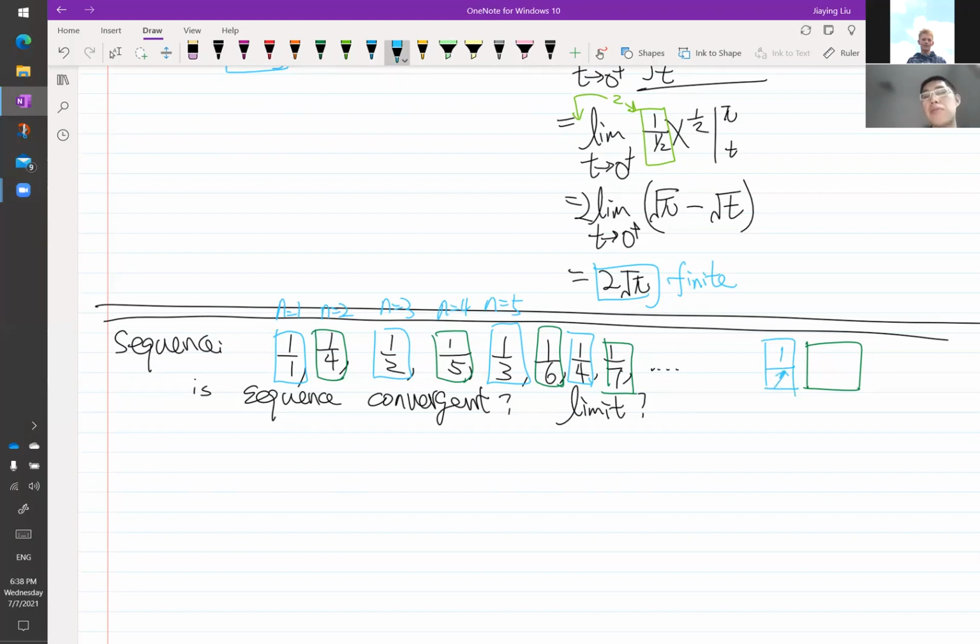I might have to come back to this problem later, but just the blue sequence, the denominator is getting bigger as n increases. So that's going to go to 0. The green sequence that goes from 4, 5, 6, 7, the denominator also increases, right? It's also going to go to 0. So I'm going to guess, because I'm not sure about this particular sequence, that the sequence does converge.